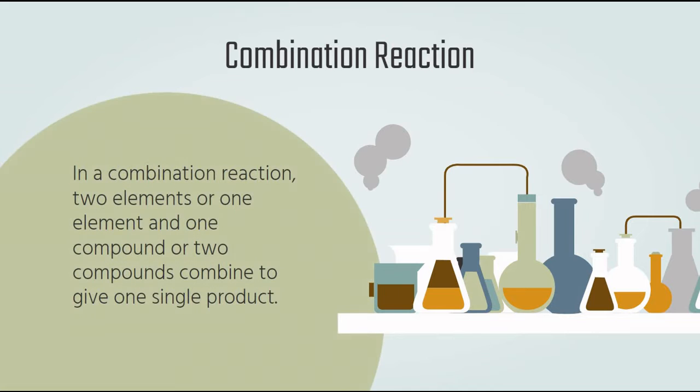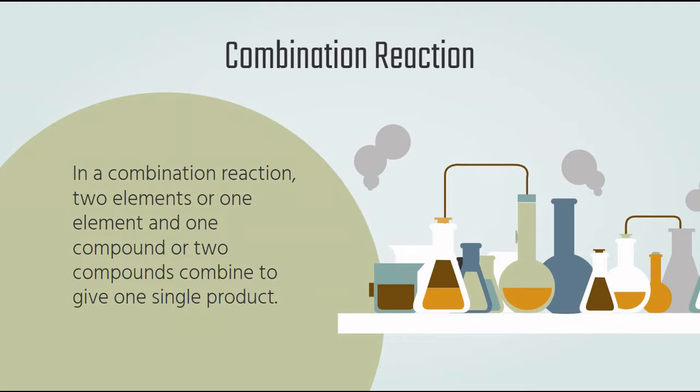So basically, in a combination reaction, two elements or one element and one compound, otherwise we can say two compounds, combine to give one single product. Like if we add 2 plus 2, we get 4. What do you observe on the left hand side? It is 2 plus 2. But after we have added it, what have we got? Before there were two numbers, but after we have added it, we got a single number. So combination reaction is something similar to this.